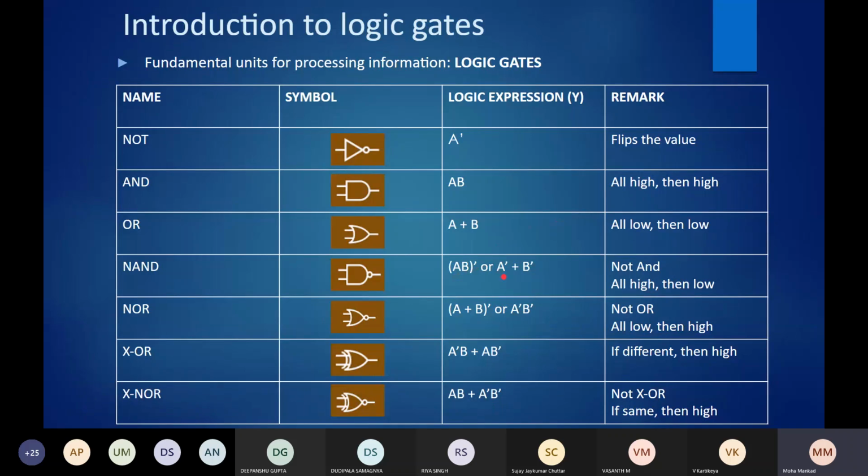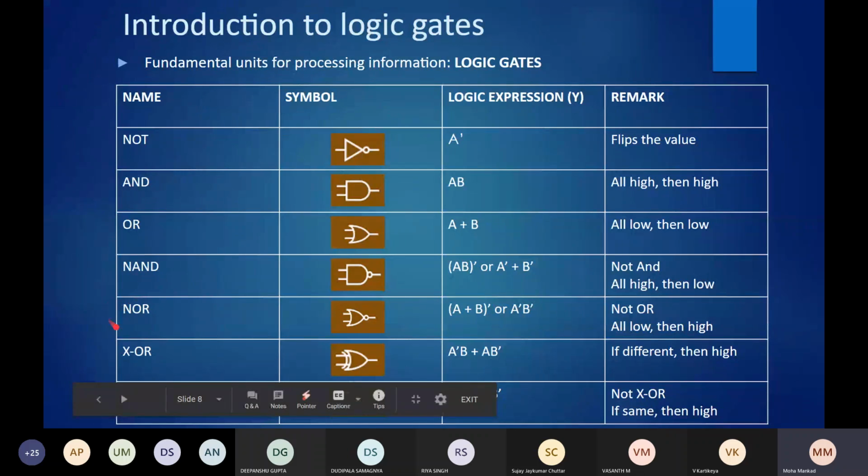This is the logic expression A dash plus B dash, or (AB) dash. This we discussed in the previous example. So this is the symbol for the NOT gate. Whenever this open circle is placed in front of a gate, it represents an inverter placed in front of a gate. Sometimes you may also encounter such open circles at the input side. There you can say that an inverter is placed over there. So that's a NAND gate.